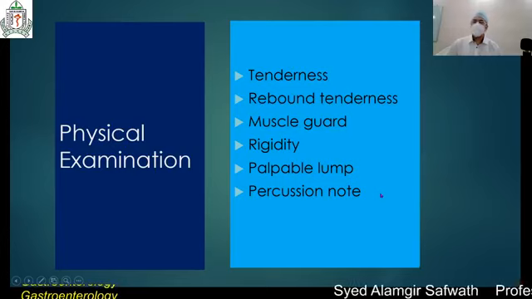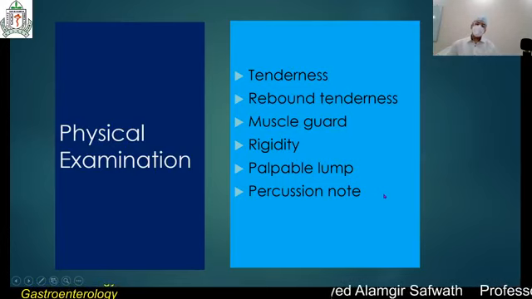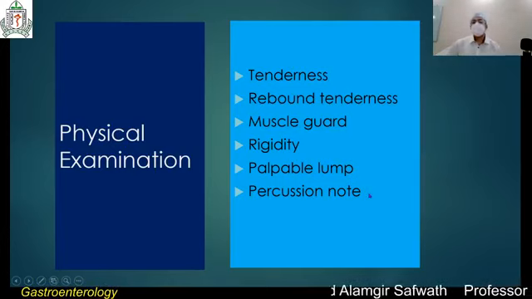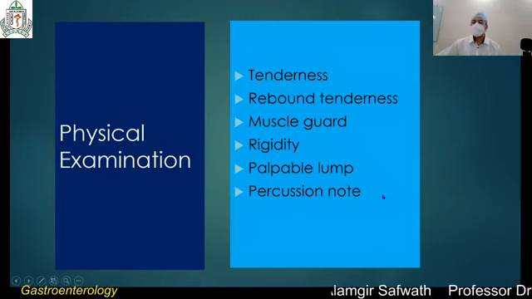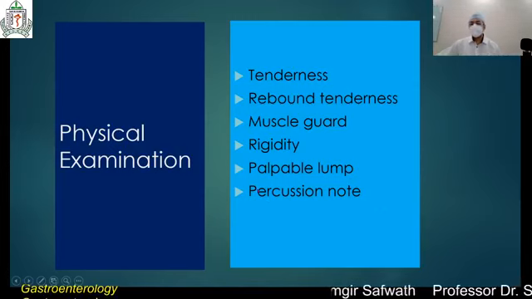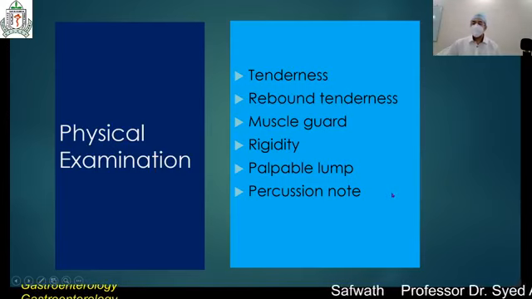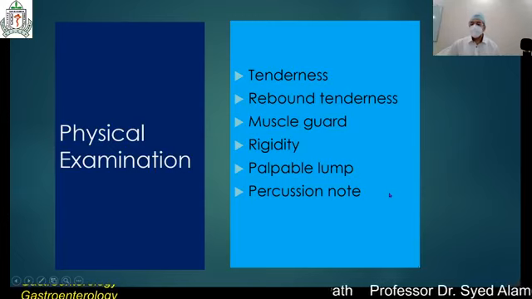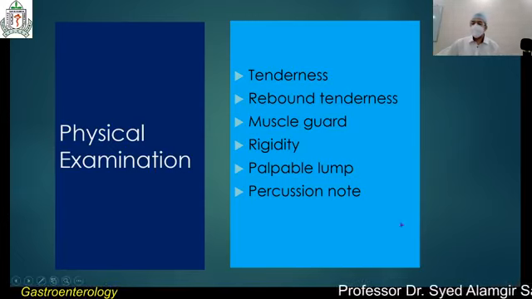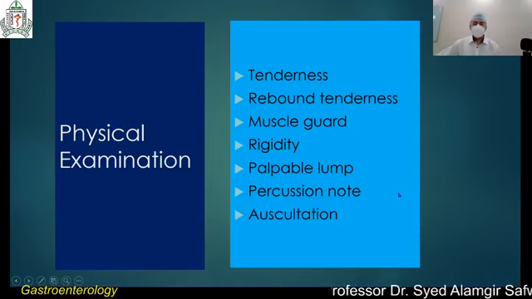It is also important to differentiate whether the abdominal distension is due to air or due to fluid like ascites. So percussion is important, and you have to percuss the abdomen of the patient very attentively so that you do not miss any important point.